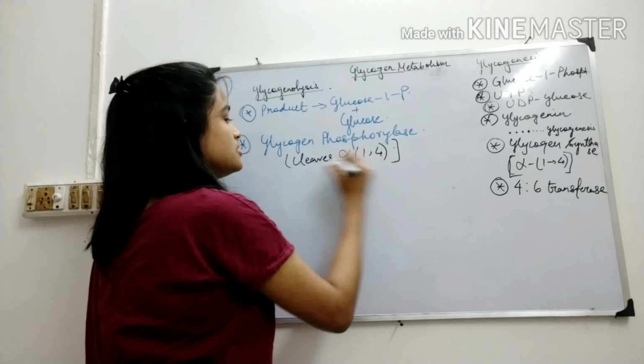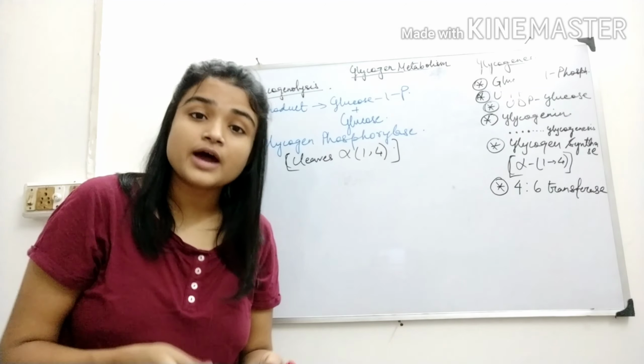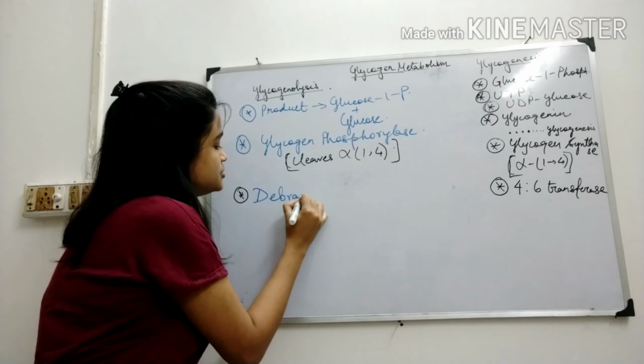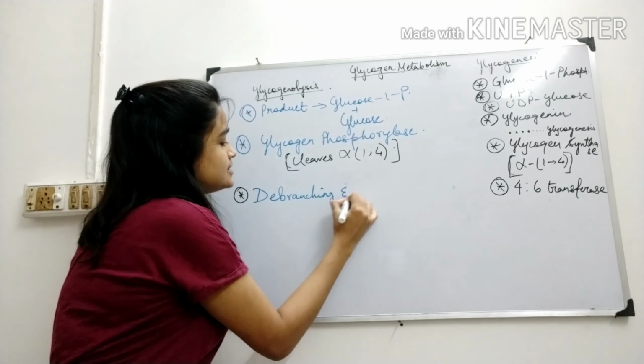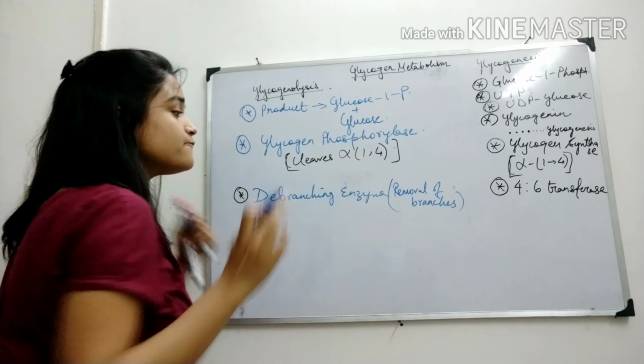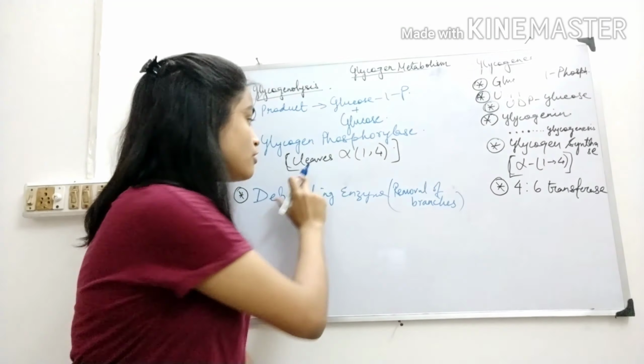Same for the branching part. Here we require a different set of enzymes for the formation of branches. The branches must also be removed from the glycogen. So for that, a separate set of debranching enzymes are also present, which will help in the removal of branches, because glycogen phosphorylase can cleave alpha 1,4 linkages, but it cannot remove the branches.